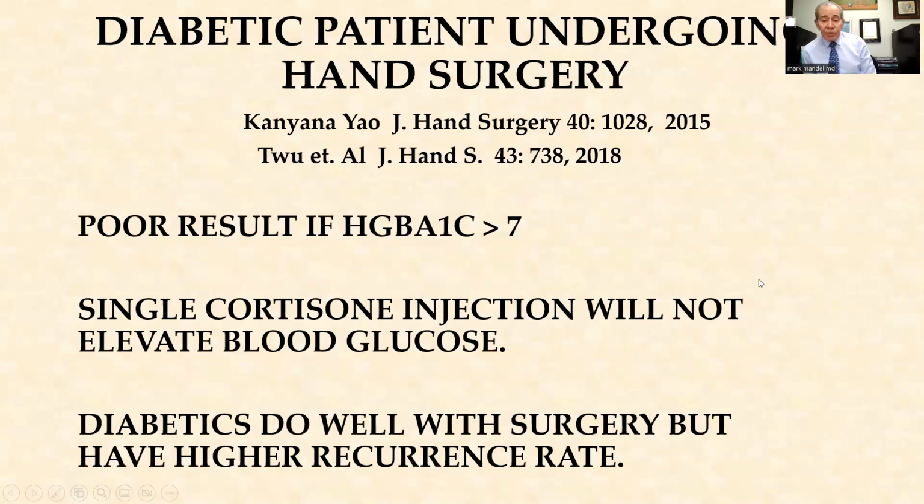Recently, several interesting articles were published. The first one said by Dr. Yao that you better have the patient's HbA1c less than 7 if you're doing elective surgery, otherwise high incidence of infection and poor wound healing. And then, contrary to general thought prior to 2018, in which we felt, well, we can't inject any steroids into a diabetic patient, it'll cause their blood glucose to go off the wall, a very extensive study found that a single or even two injections of steroid are not going to elevate the patient's blood glucose level.